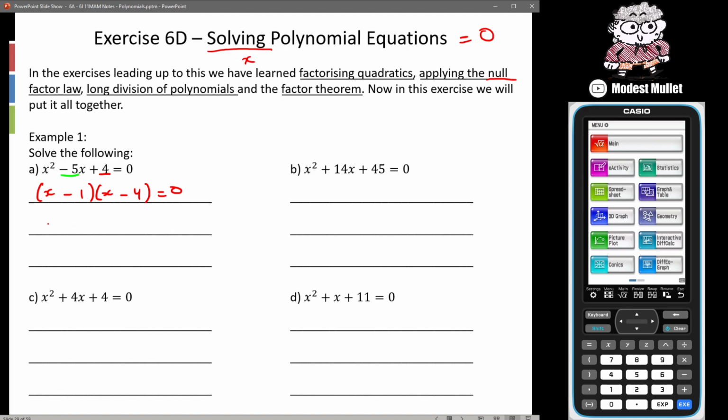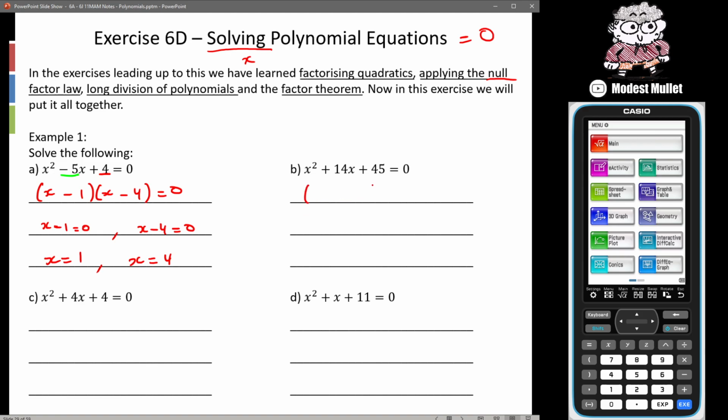From there, using the Null Factor Law, we can say x minus 1 is equal to 0, and we can put a comma there instead of having to write the word or, in this case x minus 4 could also equal 0, or has to. It's one or the other, has to be true. So we get from that x is equal to 1 or x is equal to 4.